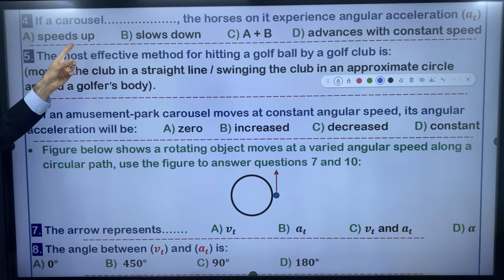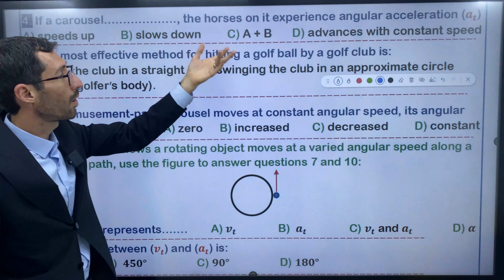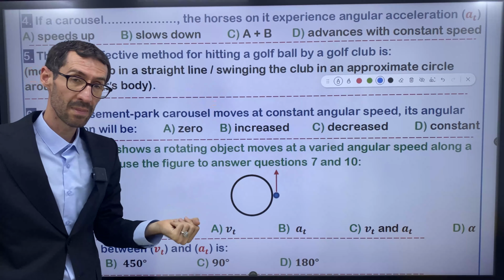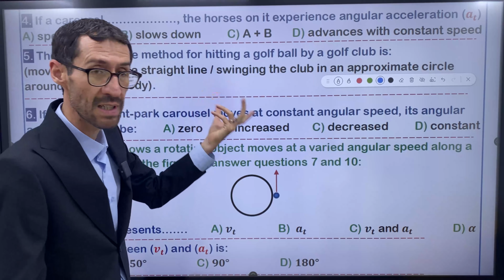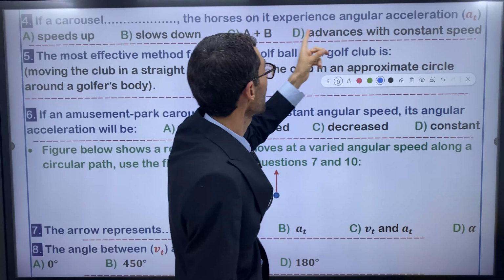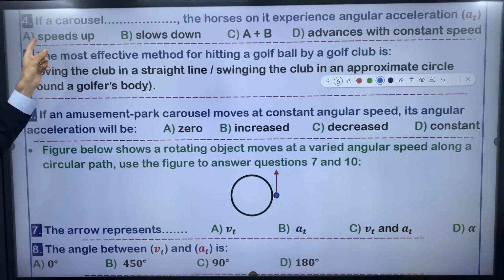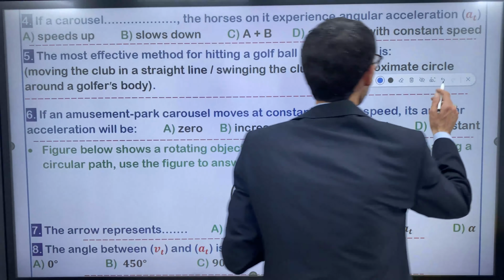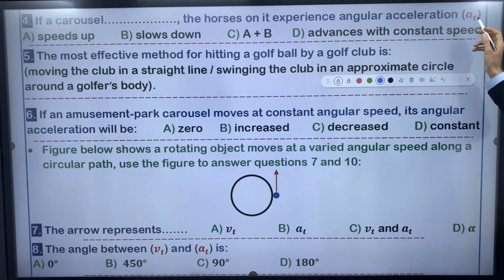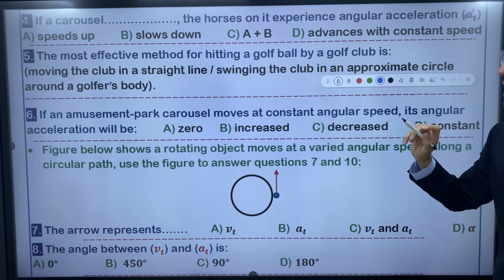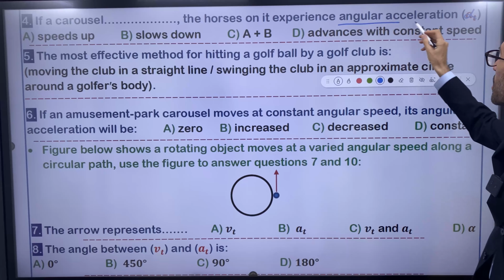It speeds up, A. If the carousel speeds up, the horses experience angular acceleration. Excuse me, I wrote it here. This one should be alpha, yeah, right? Not AT, because it's angular acceleration.